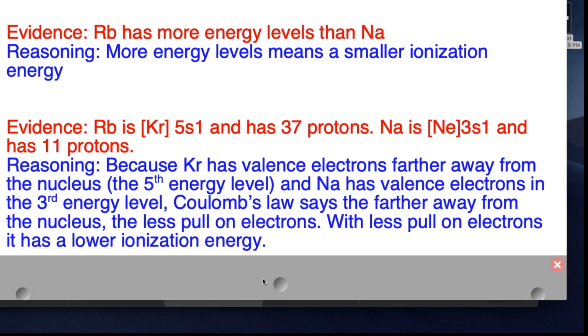Rubidium's valence electrons are farther away, in the 5th energy level. Sodium's valence electrons are in the 3rd energy level. This is basically restating what's shown in the evidence. Coulomb's law says the farther away from the nucleus, the less pull on electrons. We're not quite there yet because they have to connect less pull on electrons somehow with ionization energy. With less pull on electrons, it has a lower ionization energy. They're identifying that they understand what ionization energy is and how that relates to pulling on electrons.